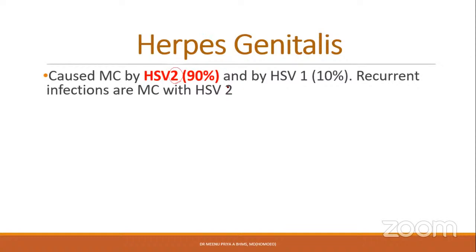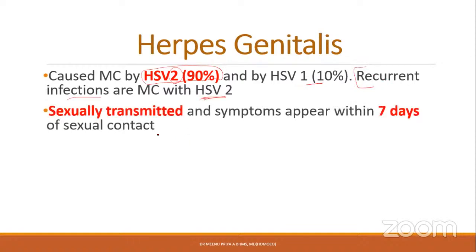So, there are HSV 1 and 2, but 2 is most common. 90% it is 2. Okay, so there is a reason. And by HSV 1, it is only 10%. And if there is recurrent herpes infection, it is also most common with HSV 2. Sexually transmitted, again, because in the previous slide we saw young sexually active females. That means usually it is sexually transmitted, and symptoms appear within 7 days of sexual contact.